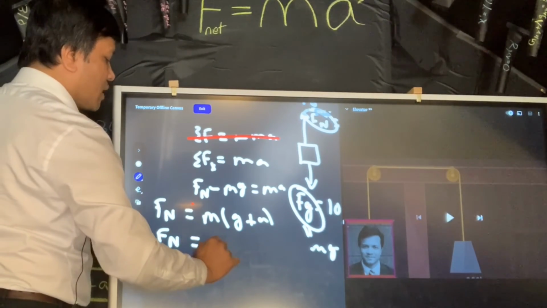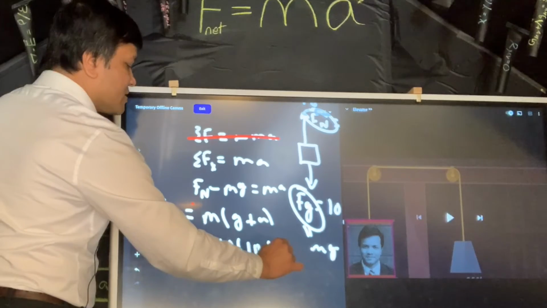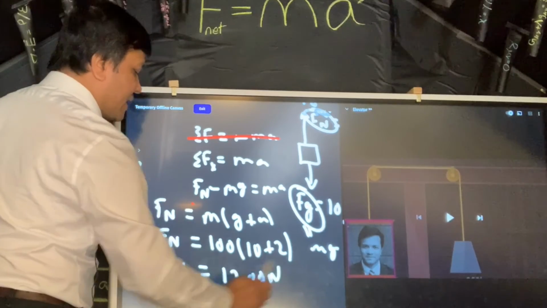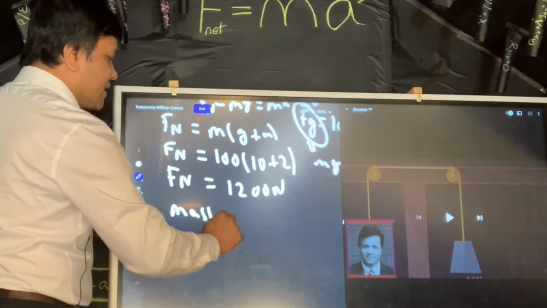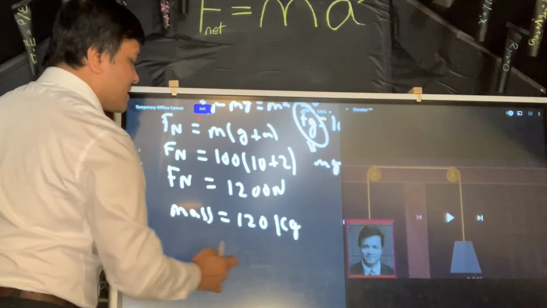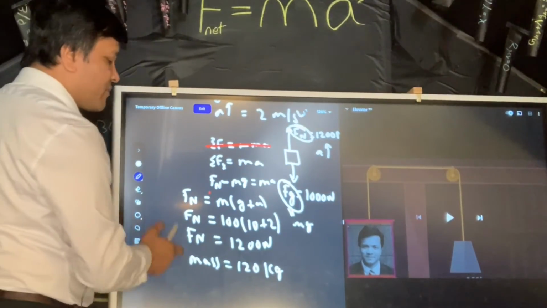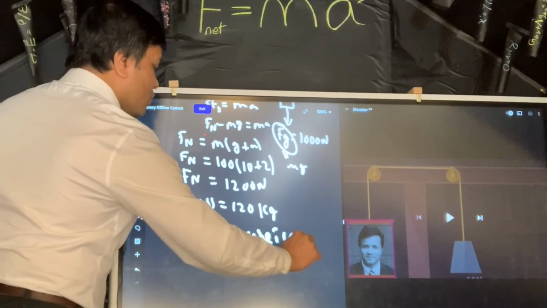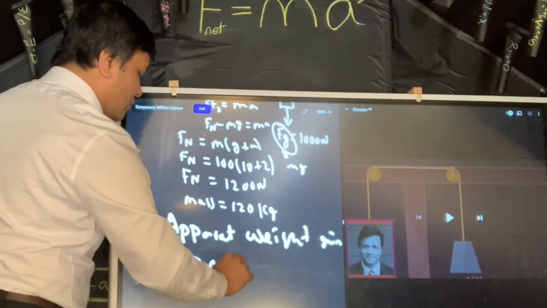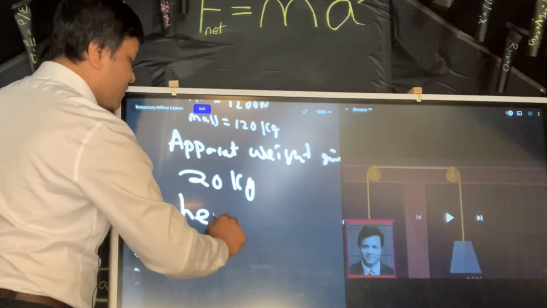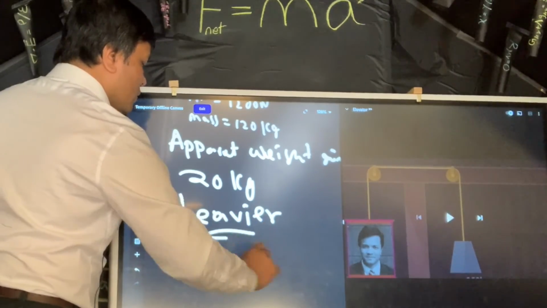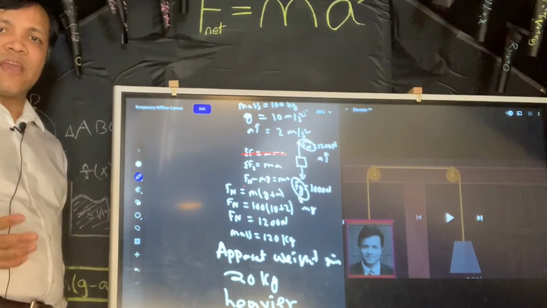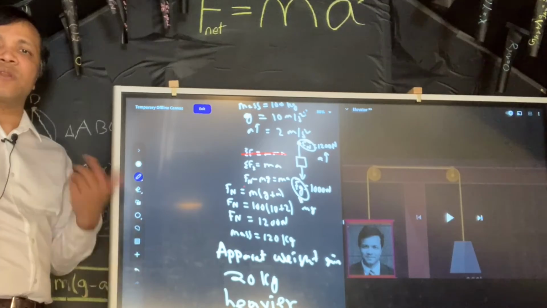So why did I say 1200 Newton? Because 10 plus 2 is 12, and 12 times 100 is 1200 Newton, and the scale will read 120 kilogram. That means the person will feel heavier. How much heavier? The person will feel an apparent weight gain of 20 kilogram. So as a result, the person will feel heavier. Excellent. In scenario number 3, the scale will read 120 kilogram instead of 100 kilogram.